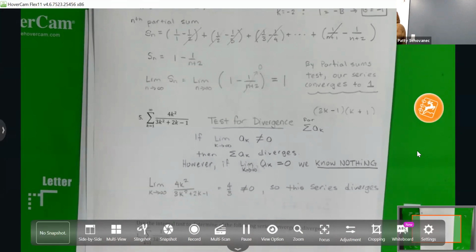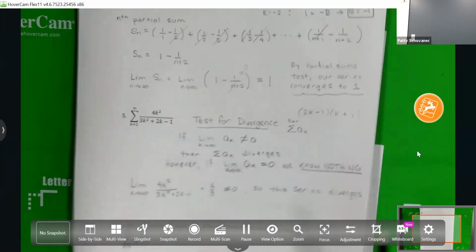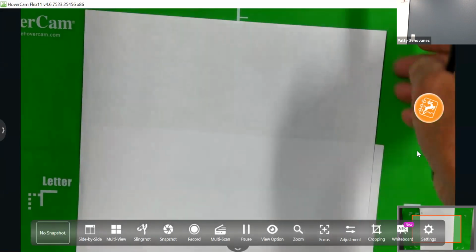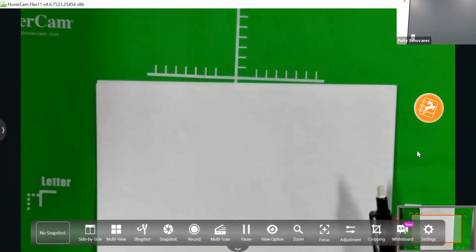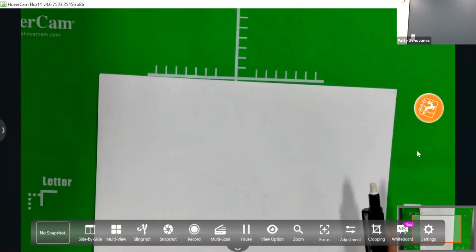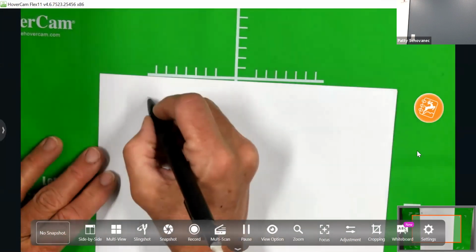Okay. All right, so the next one I want to talk about is something called the integral test. So let me back up from the examples and go through the integral test with you. And this is in section 8.3.